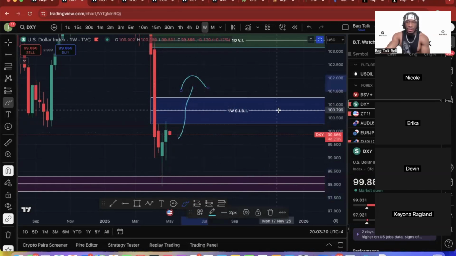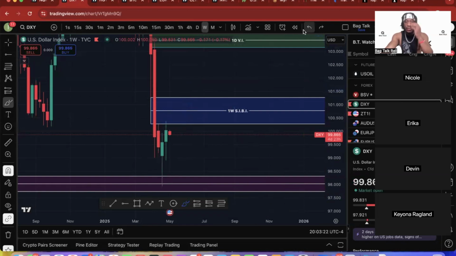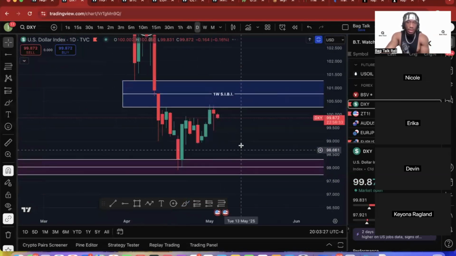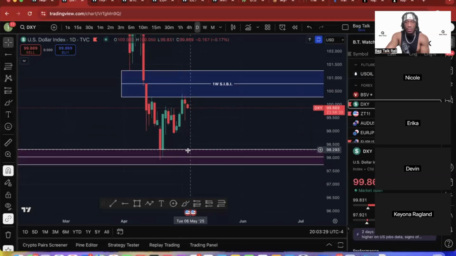Like if this whole area gets invalidated, I'm bullish on the dollar. For now, I am still bearish, and I think we're gonna reject the lower half. Okay, we got the plan. We good. So I think we're gonna see those lows. Everything should be lit, and that's that.